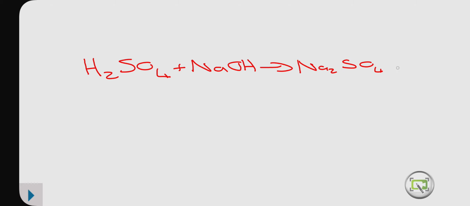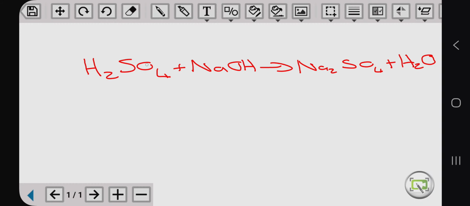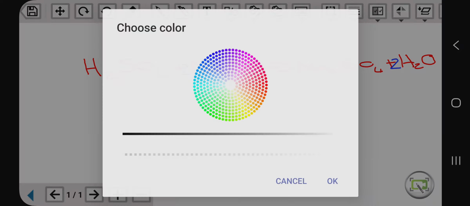Right, but we have to make sure, first of all, that the reaction is balanced. So let's just quickly balance this reaction. We need a 2 before the NaOH and then a 2 before the water. Now, using these balanced numbers, we can sub them in a titration formula.